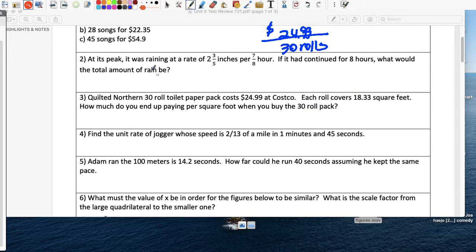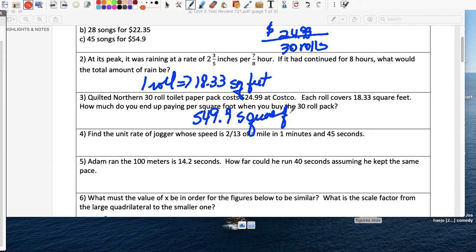All right, so if I have 30 rolls, one roll covers an area of 18.33 square feet. If I have 30 rolls, I multiply that by 30. So 30 times 18.33 equals 549 square feet. So I'm going to rewrite my fraction here, and I'm going to write for $24.99, I can cover this much, 549 square feet, which is about the size of a lot of apartments in Manhattan.